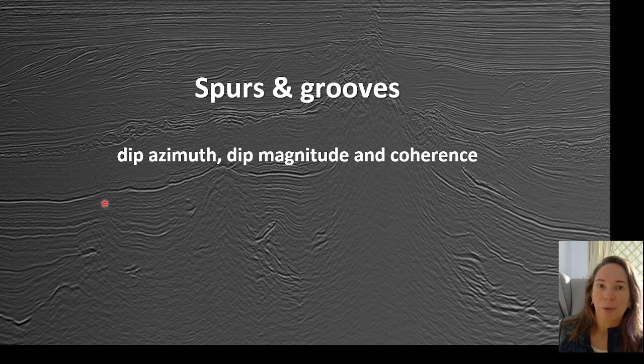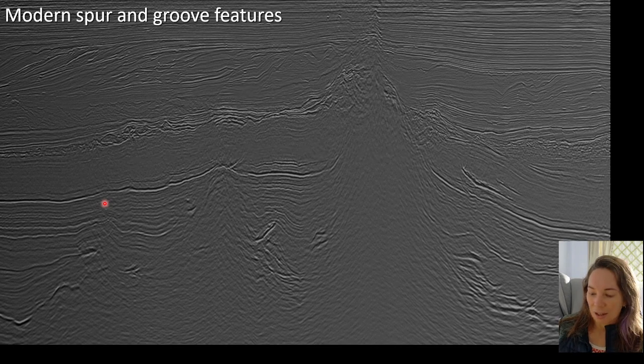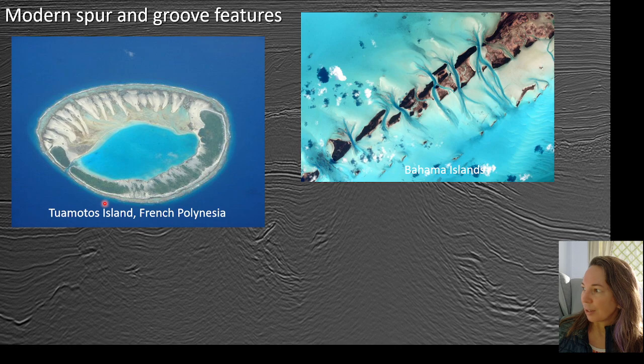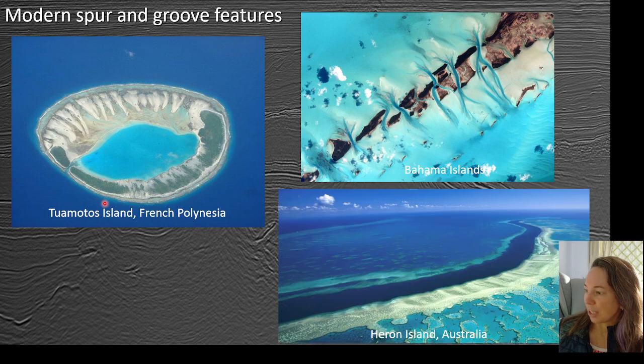All right, let's look at a couple examples of some spurs and grooves, this time using dip azimuth, dip magnitude, and coherence. In this case, we've got some modern analogs here in French Polynesia, here in the Bahama Islands, and then here in the Heron Islands of Australia.